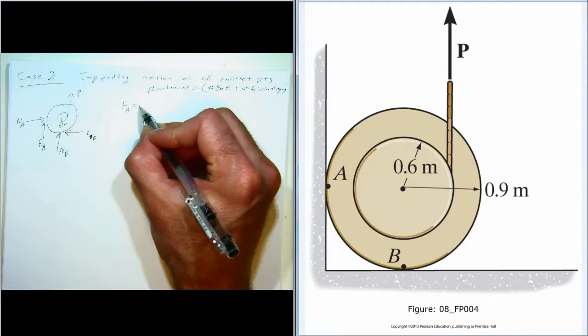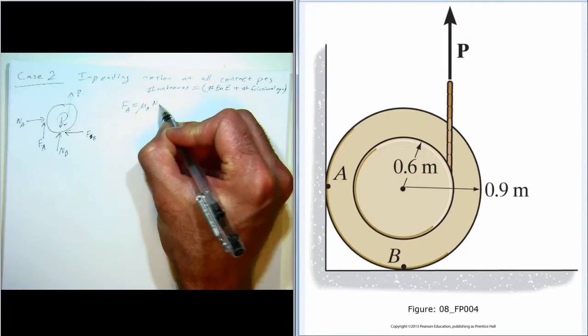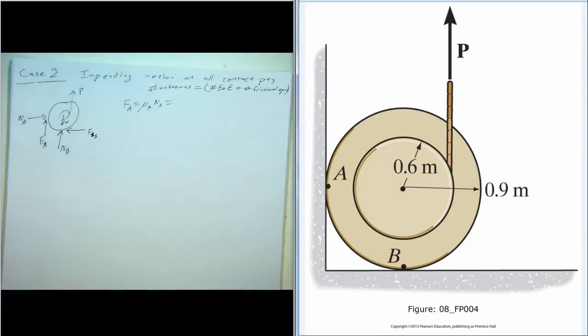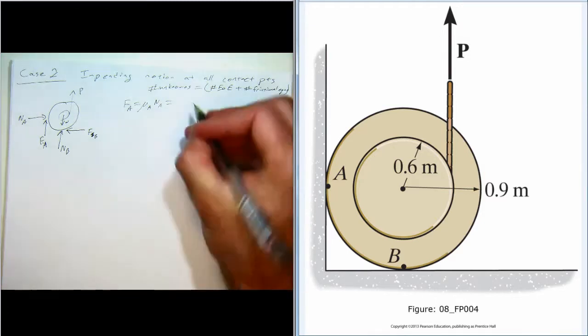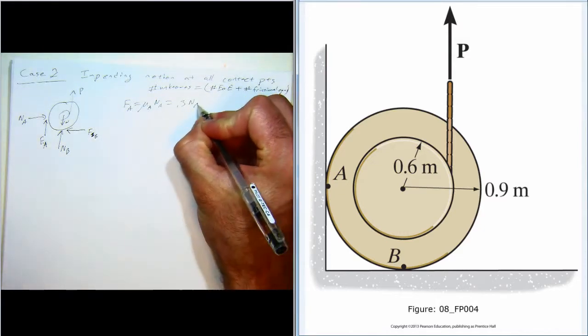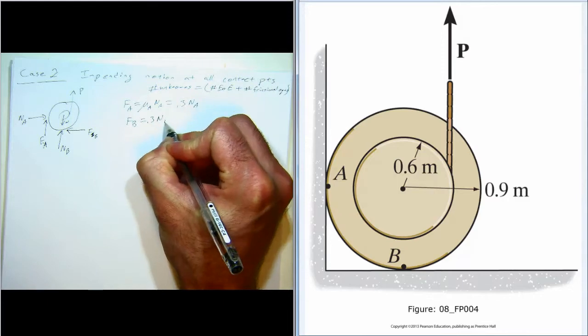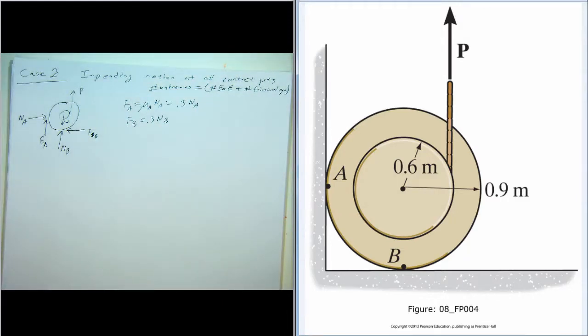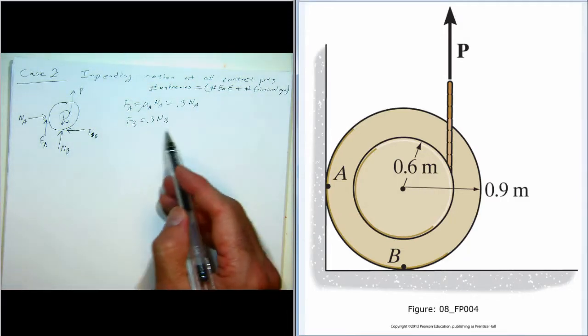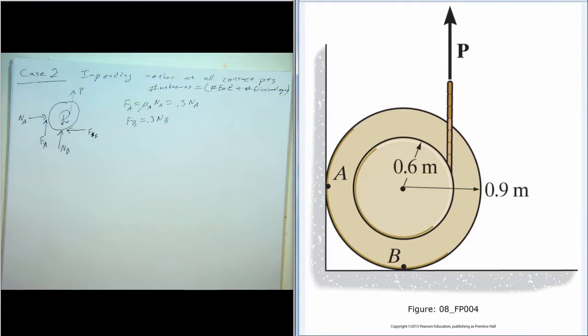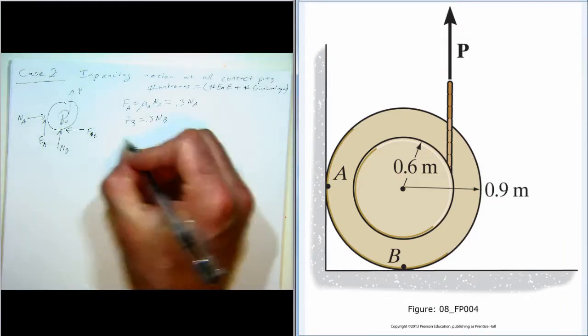FA is equal to mu A times NA. And we get from the problem statement that mu A and mu B are both 0.3. And FB is 0.3 times NB. So now we can go ahead and substitute and use these values instead of FA and FB. So we'll take the moments about, we'll call this point O.